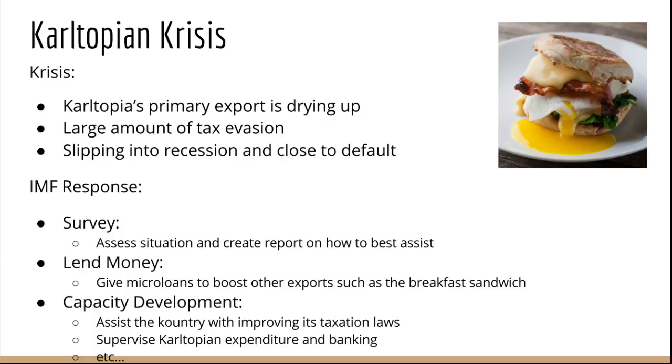Then, going towards capacity development in the long term. This would be assisting the country with improving its taxation laws so as to go away from the massive amounts of tax evasion, and also would supervise Carltopian expenditure in banking. There are many more options that can go along with this, however, that would be decided in the future.